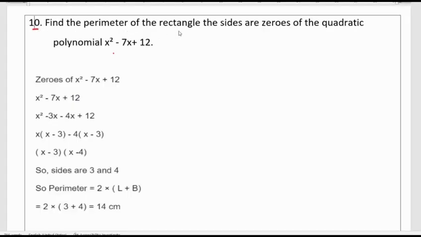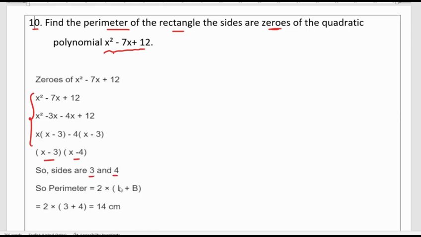10th question, find the perimeter of the rectangle whose sides are the zeros of the quadratic polynomial x square minus 7x plus 12. So the sides of the rectangle are given as the zeros of the quadratic polynomial. To find the perimeter of the rectangle, students, we have to find the zeros. We know how to find the zeros using the factorization method. We got zeros as 3 and 4.